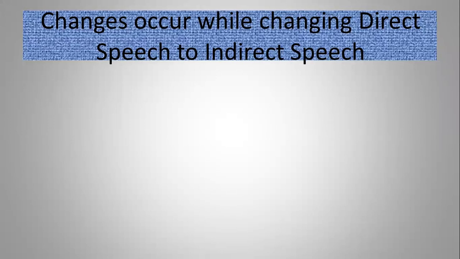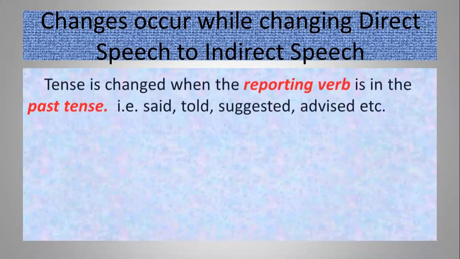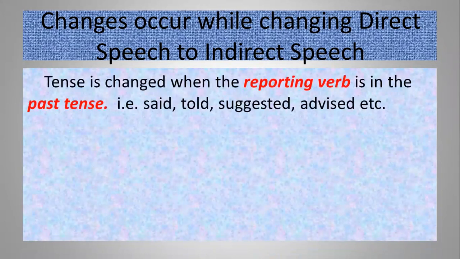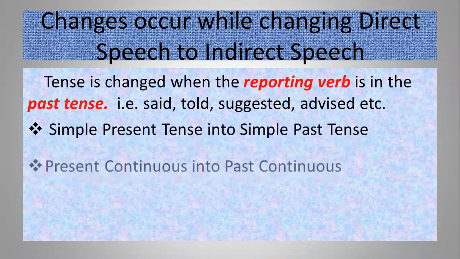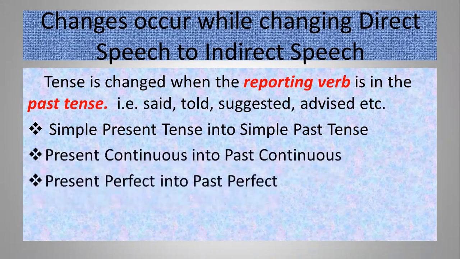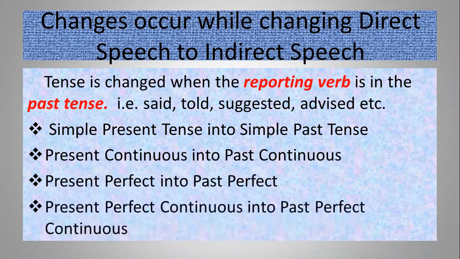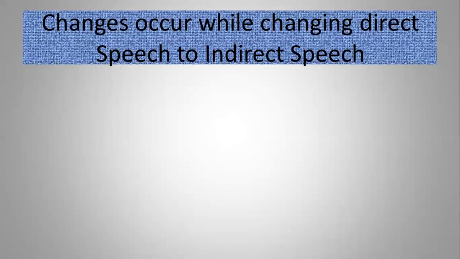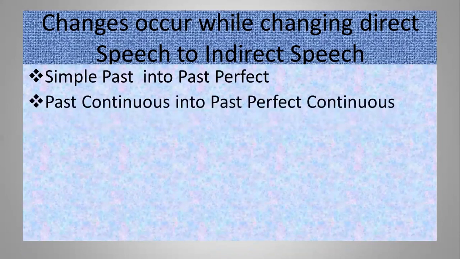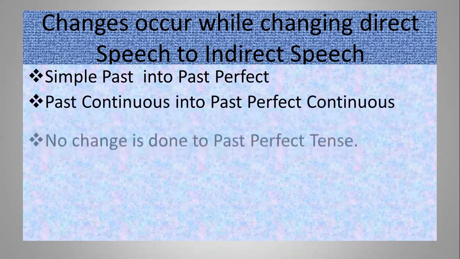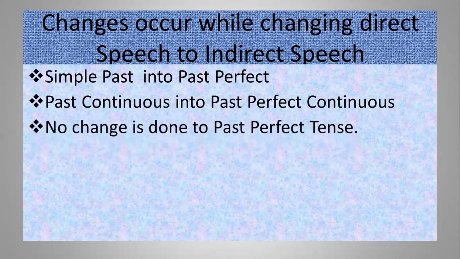Changes occur while changing direct speech to indirect speech. Tense is changed when the reporting verb is in the past tense, as I have mentioned earlier, that is said, told, suggested, advised, etc. Simple present tense will change into simple past tense, present continuous into past continuous, present perfect into past perfect, and present perfect continuous into past perfect continuous. Then simple past into past perfect, past continuous into past perfect continuous. No change is done to past perfect tense.